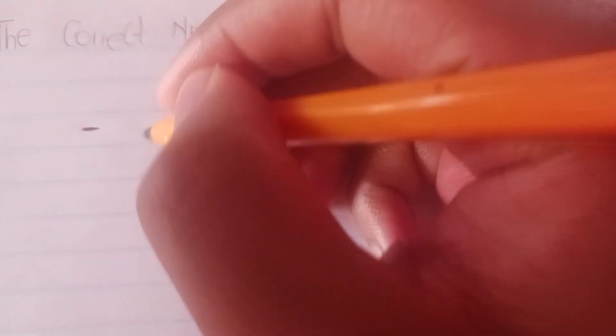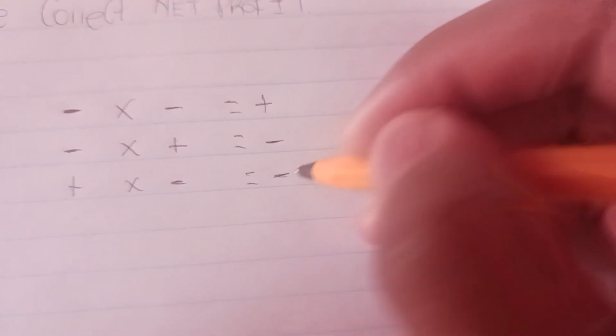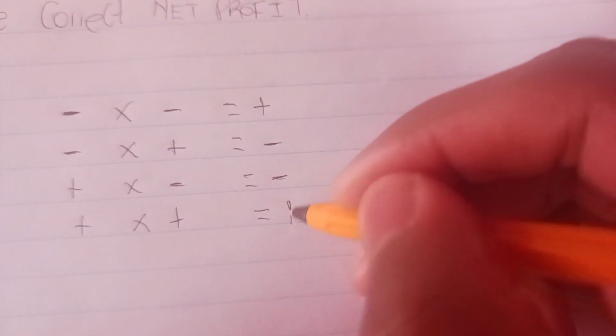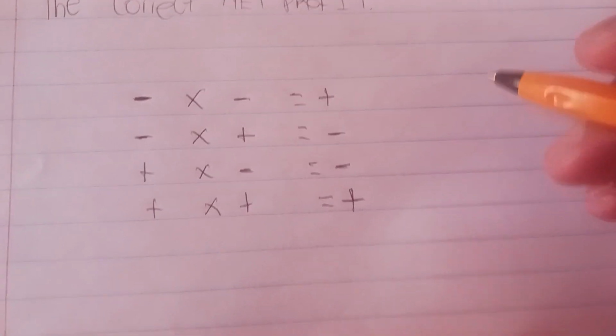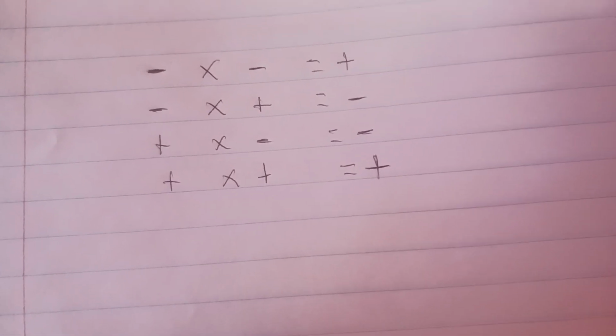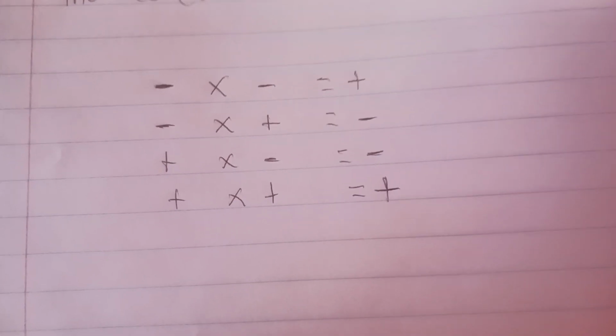So I'm just gonna show you guys a method on how to do this. It's pretty simple. So you're gonna do this. Is equals to a plus, minus. It's also equals to a minus. Is equals to a plus. All right. So this is the method I wanted to show you guys as to how you're gonna calculate the correct net profit when doing that question.